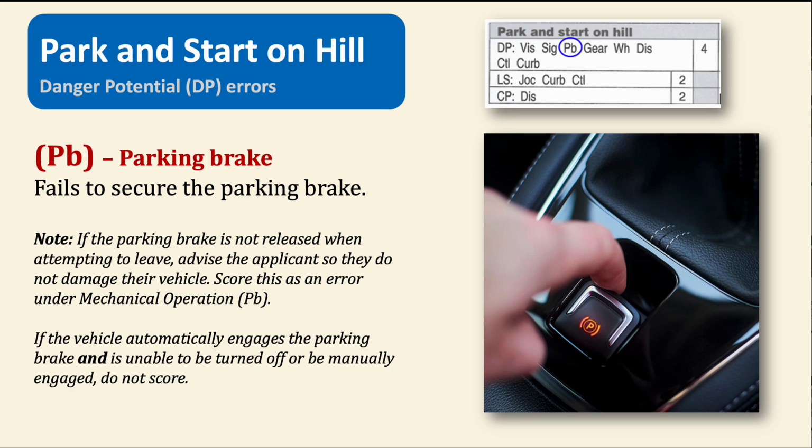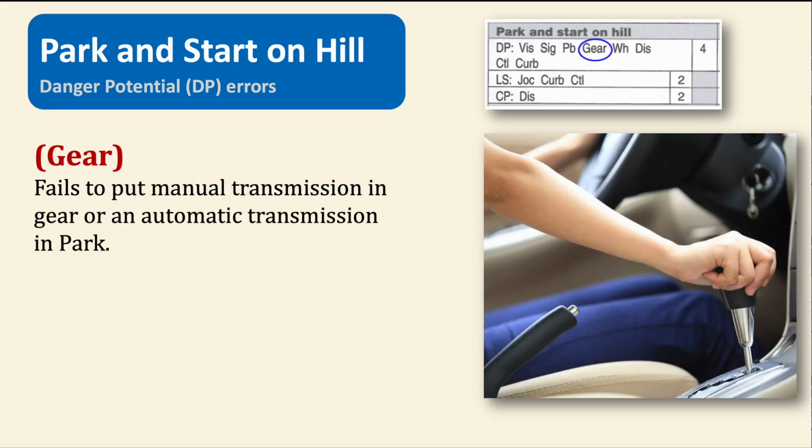Now, cars are getting newer. Sometimes their car may automatically engage the parking brake and is unable to be turned off or manually engaged. Don't score it. Sometimes cars do it on their own now. Gear: if your applicant fails to put a manual transmission into gear for this parking maneuver, they can't leave it in neutral, they have to put it in gear, or fails to put an automatic transmission in park, you would score this here under gear.